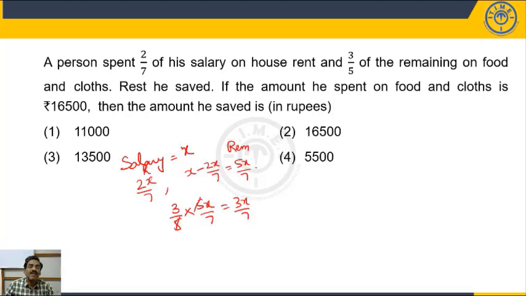So that means out of 5x by 7, 3x by 7 is spent on food and clothes. So balance will be what? Subtraction. 5x by 7 minus 3x by 7 is 2x by 7, right? So 2x by 7 is the amount saved according to us. But according to the problem, the amount spent on food and clothes is 16,500. So 16,500 is the amount spent on food and clothes, that is 3x by 7 according to us. We want how much he saved, that is 2x by 7, how much is the question.